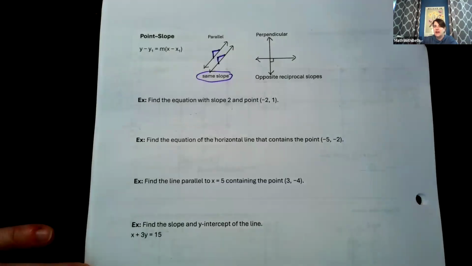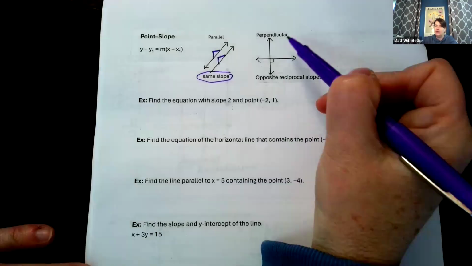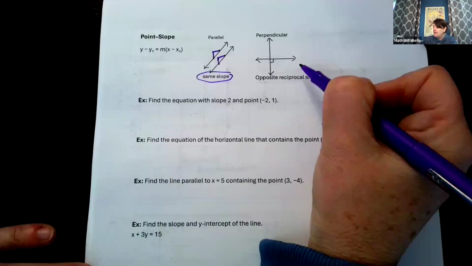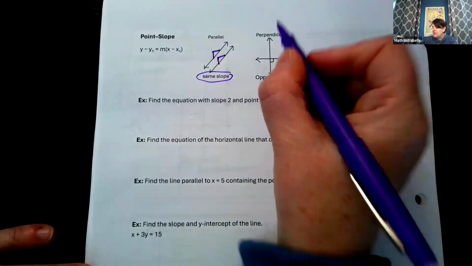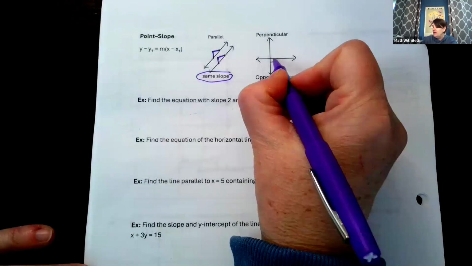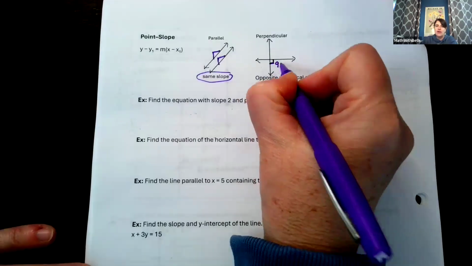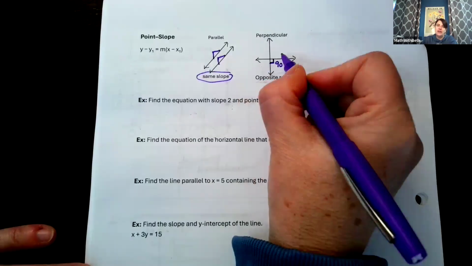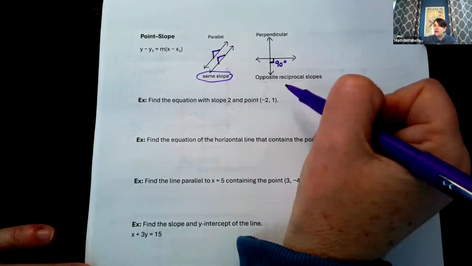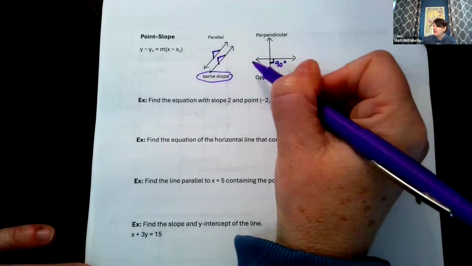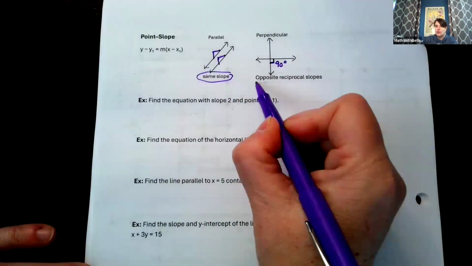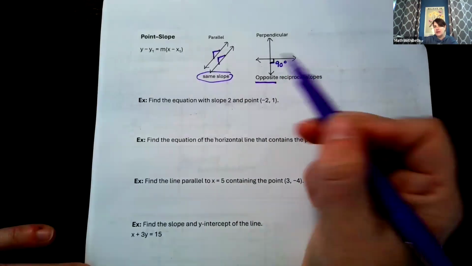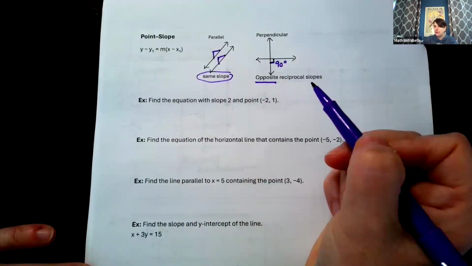For perpendicular lines, they do hit each other, so they don't have the same slope, but perpendicular lines are special in that when they hit each other, they are making these right angles. So every angle here is 90 degrees. So something special about their slopes that makes this happen is that their slopes are opposite, which means if one's positive, the other one's negative, and they are reciprocal.